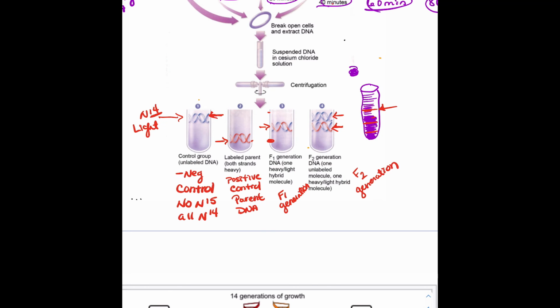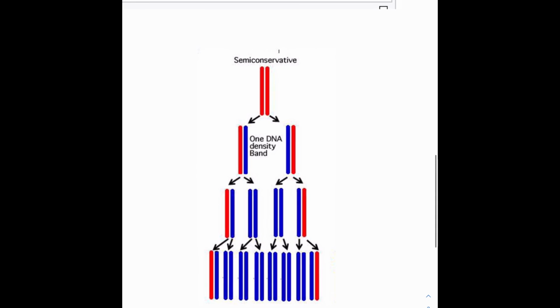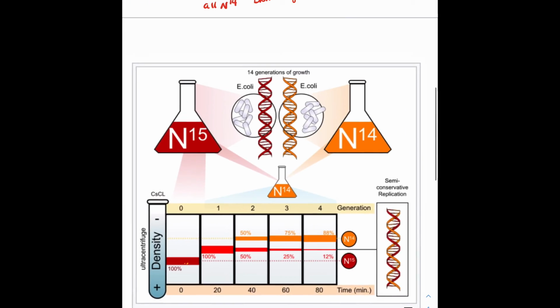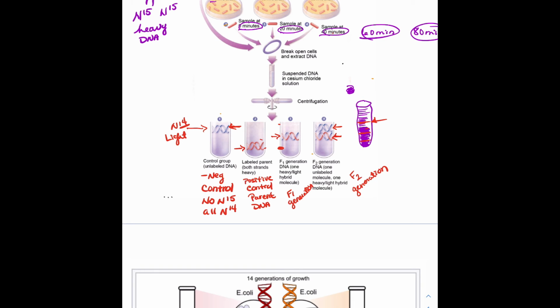And if we look here, that's exactly what we would see if it were a semi-conservative model. This is my parent generation. And so this was all N15, and it's heavy. That's what we saw right here. Parent generation right here. Everything is heavy.